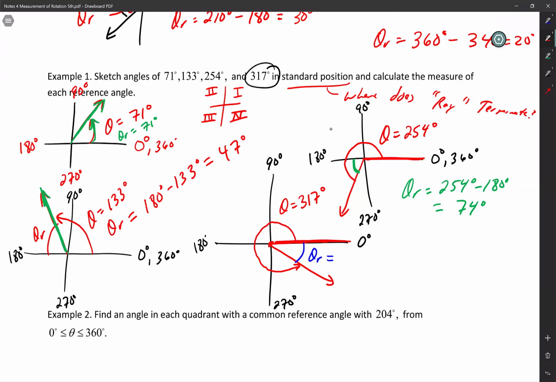And to find that, you're going to just do theta r. Oh, well, let's keep it as whatever this color is. Theta r. 360 degrees minus 317. And that's some number, 360 minus 317. And I got 43 degrees. And there it is.